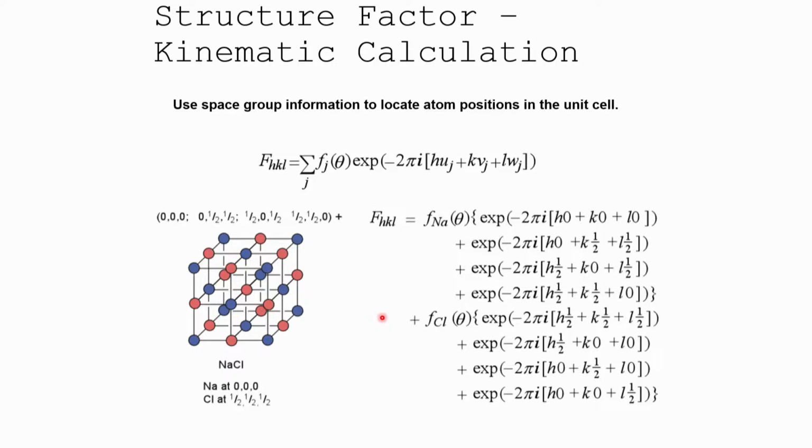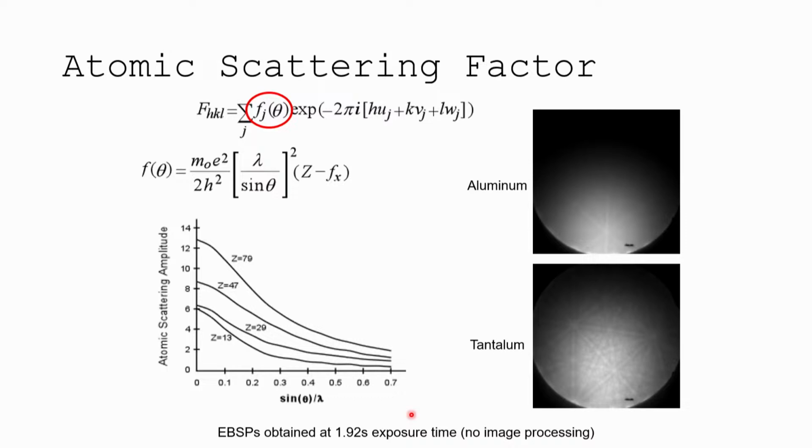Okay, so J is how many atoms are in the unit cell. This is called the atomic scattering factor, and we'll talk about that. I have one slide on that. It's just how much that individual element, the atom from that element, is going to scatter. So this is the atomic scattering factor. Here's an equation for it.